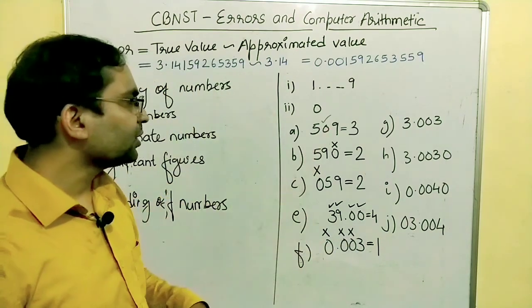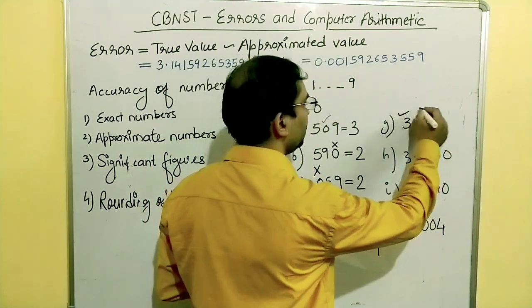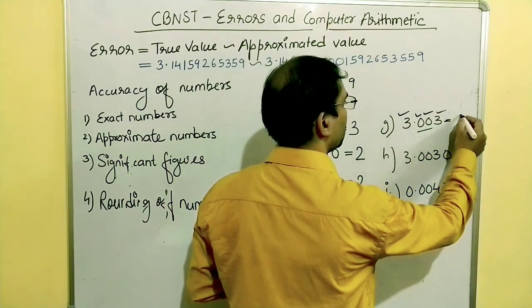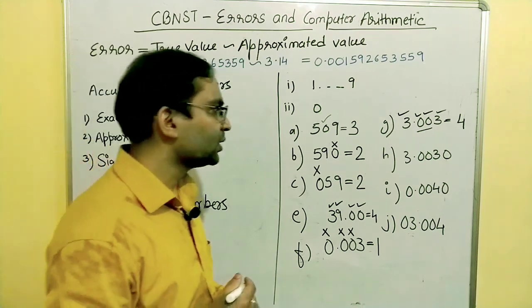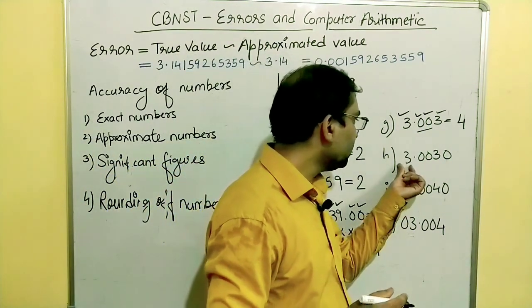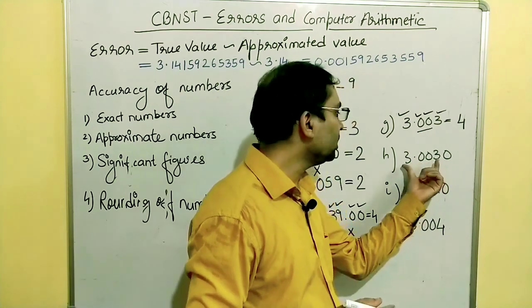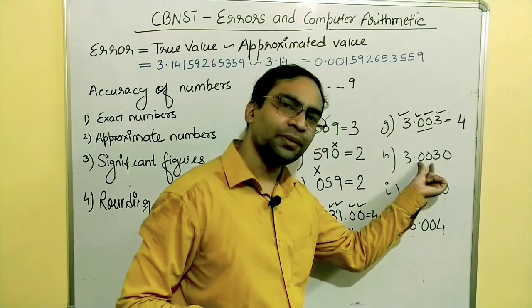Now let's consider the next case. You can see that these zeros are in between these two significant figures, so these also become significant. Now we have total significant digits as 4. In the next case, you can see that this is 3.003. These two zeros are in between these two significant figures. Hence, these two become significant.